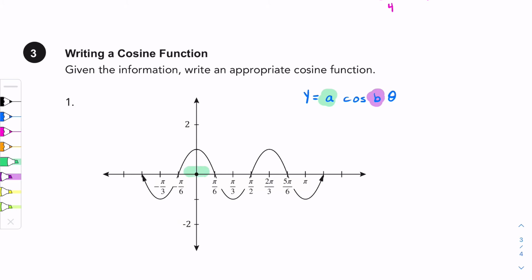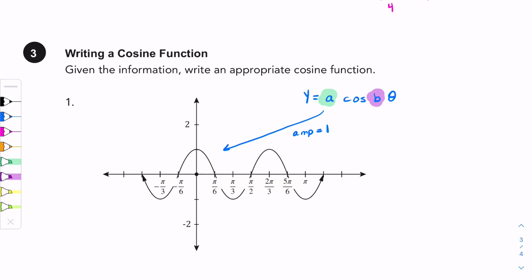So the amplitude is how high and how low the graph goes. You can clearly see that the graph goes up to a unit of 1. So we're going to say that the amplitude is equal to 1. Means it goes 1 unit above the midline, 1 unit below the midline.